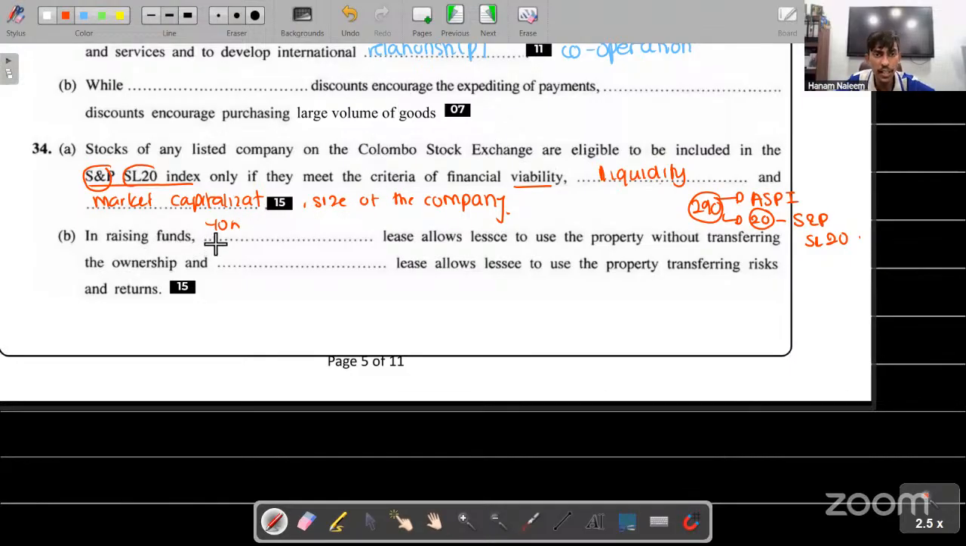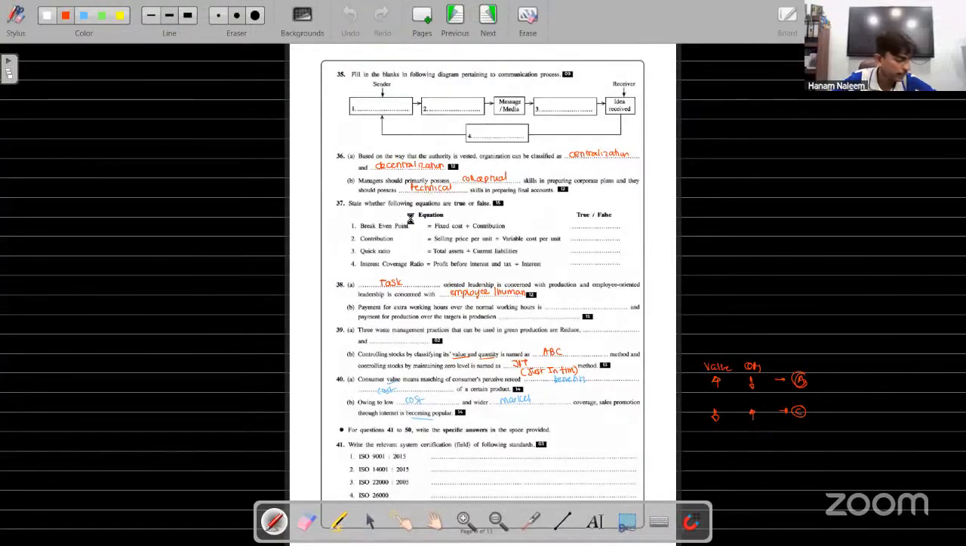Then B, in raising funds, blank lease allows lessee to use the property without transferring the ownership. So usually in operational leasing, a person can use the assets, but they can't get the ownership. After the maturity is done, they have to return the assets. But in this lease, the ownership can be transferred. Once the maturity is done, the ownership of the assets can be transferred to the lessee itself, the customer itself. So for this, we can say two names. We can say capital leasing, or you can also say finance leasing. Fine. Then 34 done. 37.